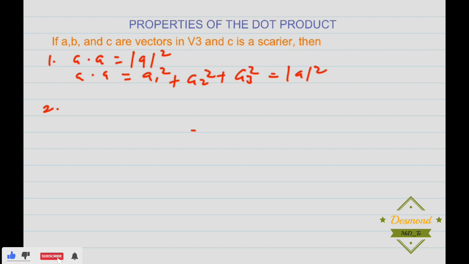Property 2 states that if you have A dot B, then that should also be equal to B dot A.